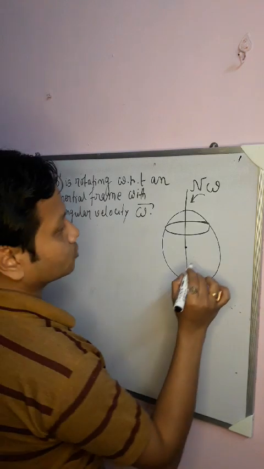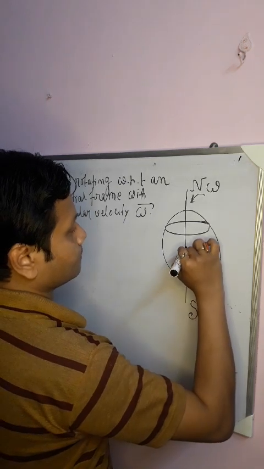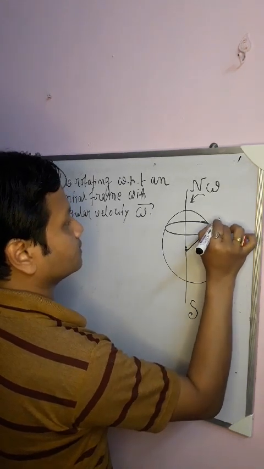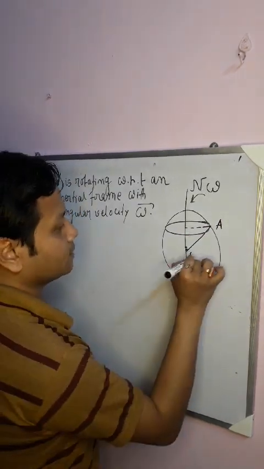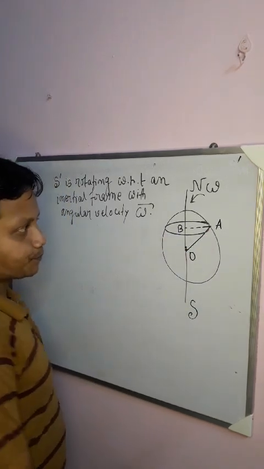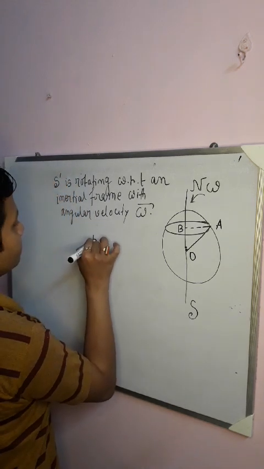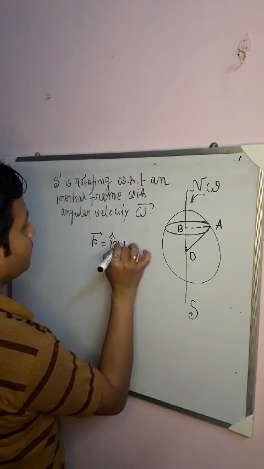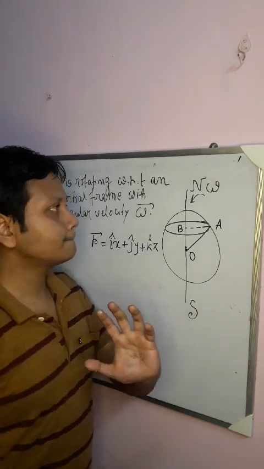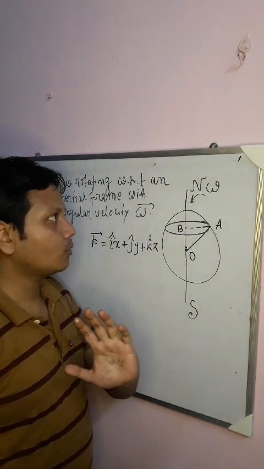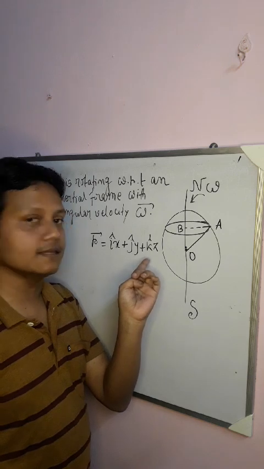Okay, so if we join this, say this is a particle A, and this is the radius of the orbit, say AOB. So we can express any vector r in the S dash frame in this way: ix plus jy plus kz. Since the frame S dash is rotating with angular velocity omega, any vector r in that particular frame can be written in this way.